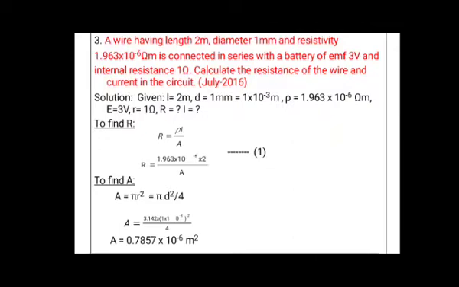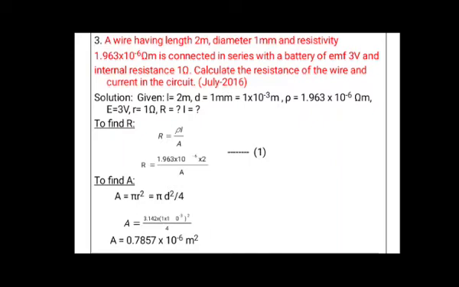First, let us write the given quantities. A wire having a length 2 meter. So, length is given, L is equal to 2 meter. Diameter 1 millimeter. So, diameter is given in millimeter, convert it into meter. Milli prefix, so its value is 10 raised to minus 3. So, diameter is 1 into 10 raised to minus 3 meter.